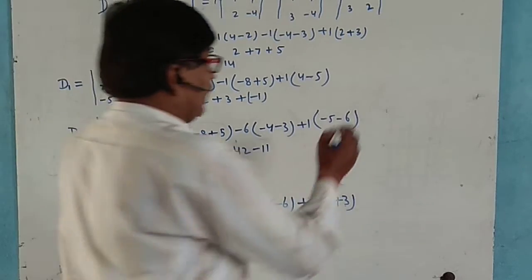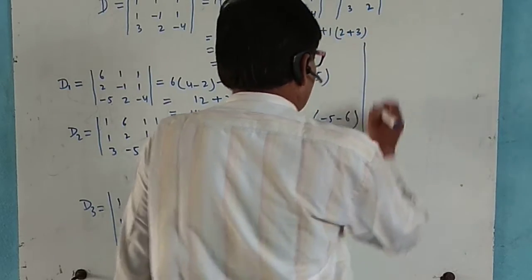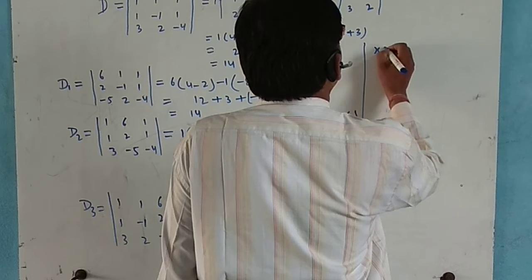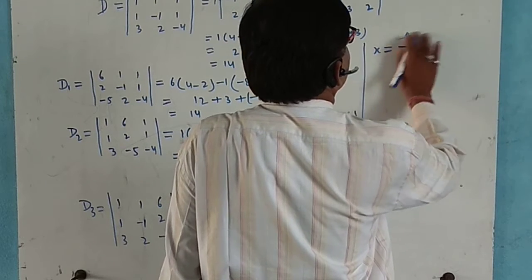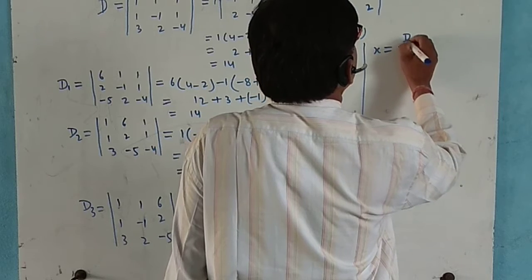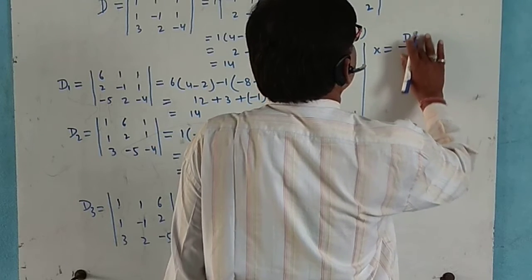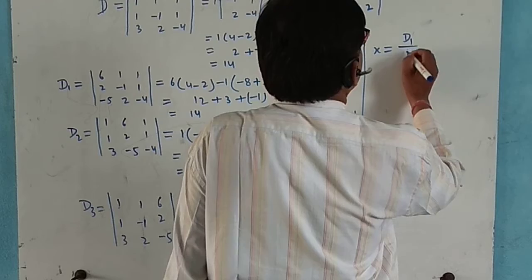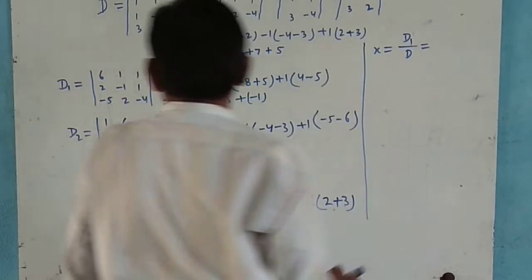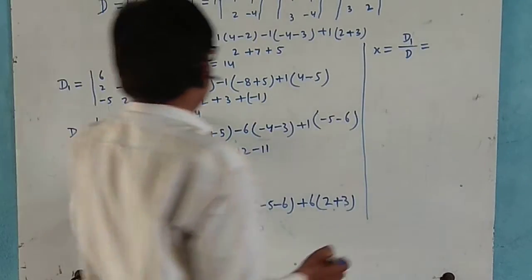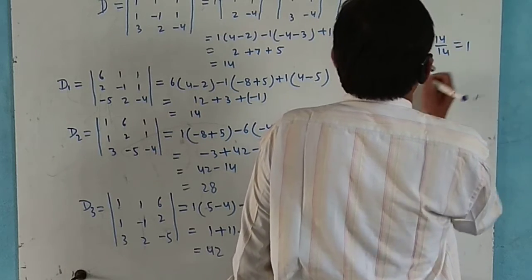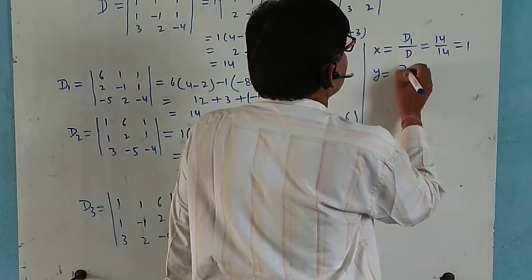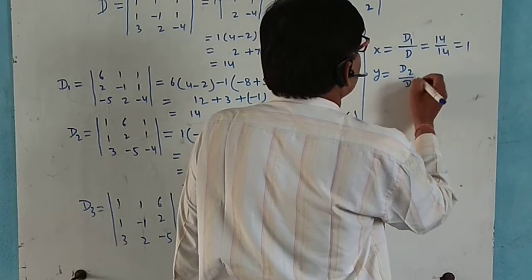Now we know that here x equals del 1 by d, which is d1 by d. Here d1 equals 14, so 14 by 14. This is 1. Y equals d2 by d.